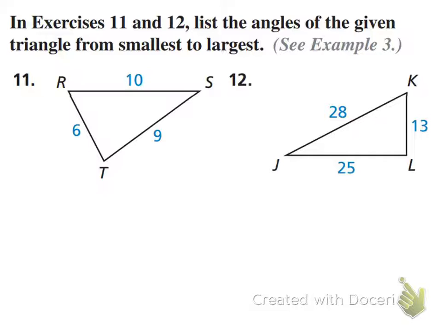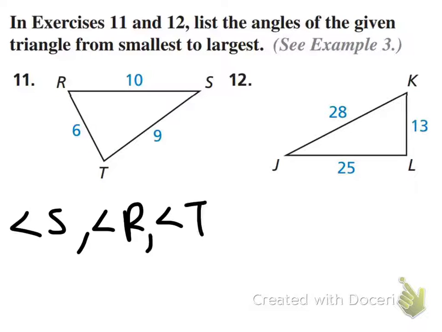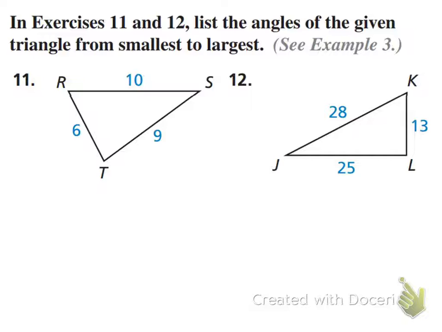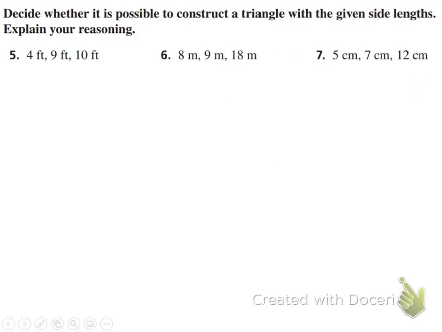Good, so first one is angle S, angle R, angle T. Then the second is angle J, angle K, angle L. All right, this next one, so remember, you're going to decide whether it's possible to form a triangle given the lengths. Explaining your reasoning is just showing me your math. I'm fine with that.